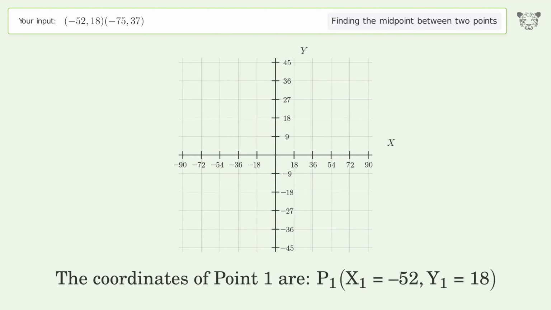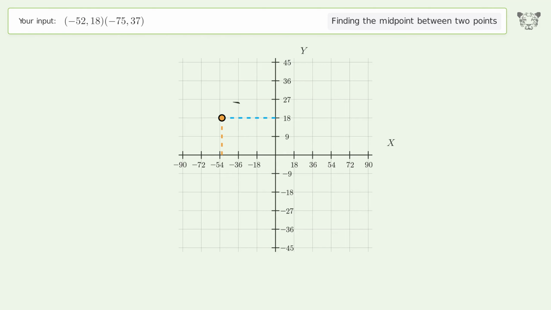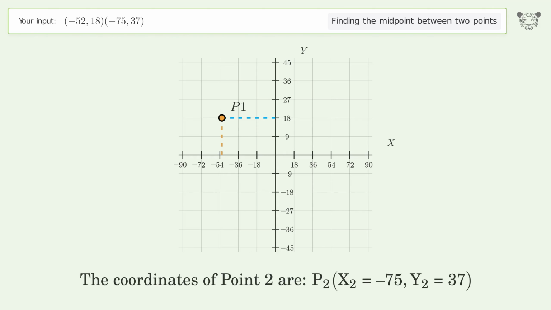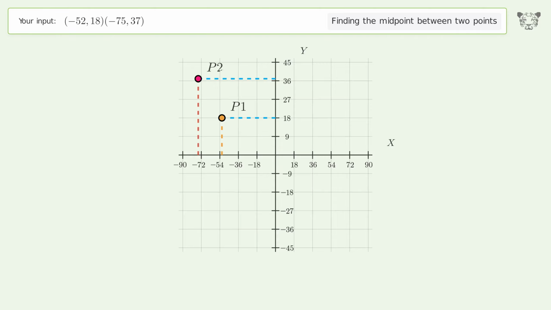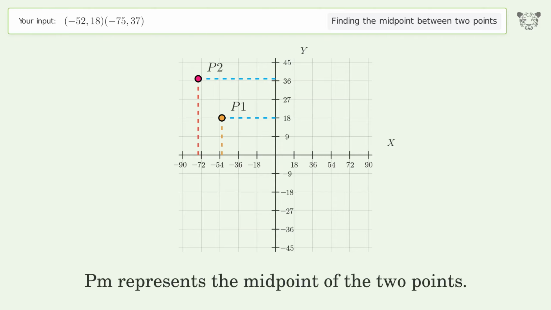The coordinates of point 1 are, x1 equals negative 52, y1 equals 18. The coordinates of point 2 are, x2 equals negative 75, y2 equals 37. PM represents the midpoint of the 2 points.